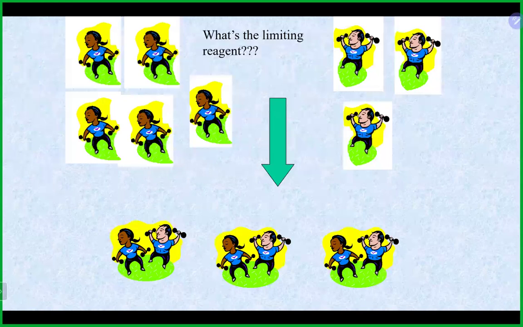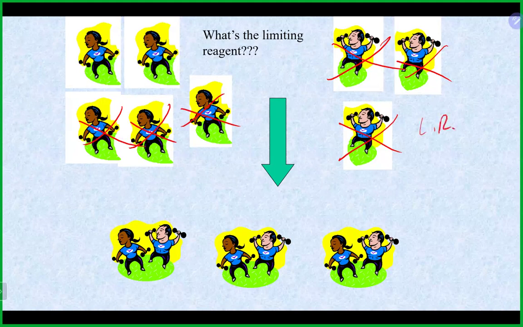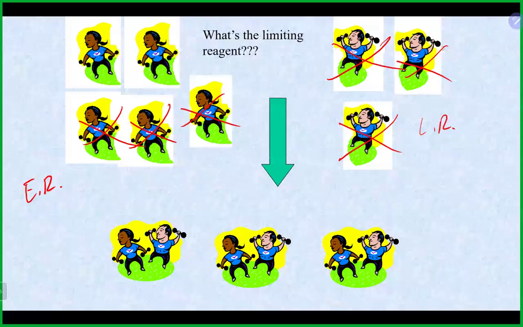So here we go. We've got workout buddies here. We want to make a guy and a girl workout buddies. Obviously, we could see for a complete set, we used up 3 of them. And obviously that would mean here that the guys are our limiting reagent. We actually have an excess amount of the women workout people.